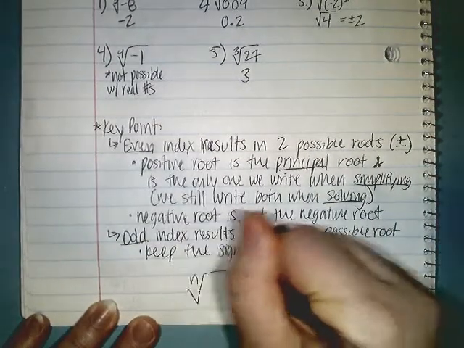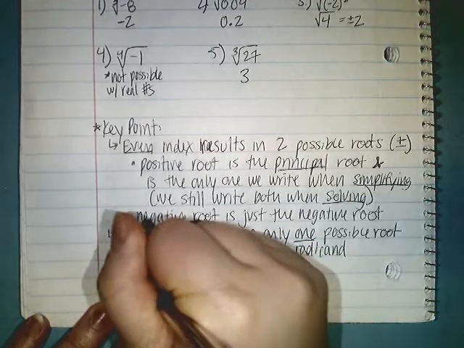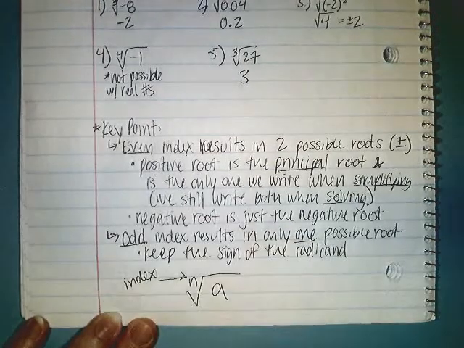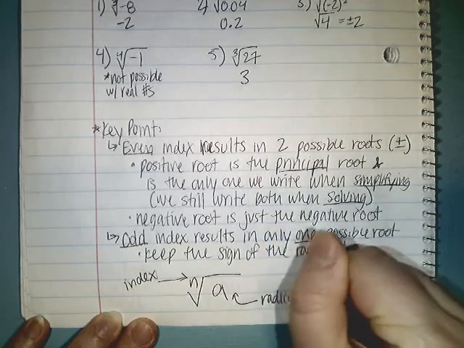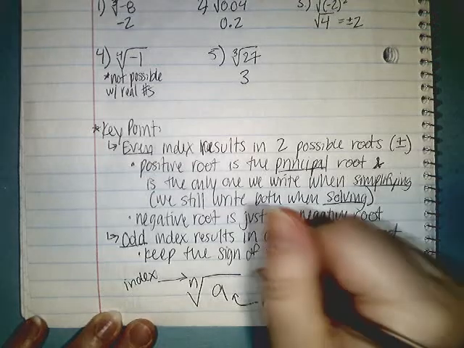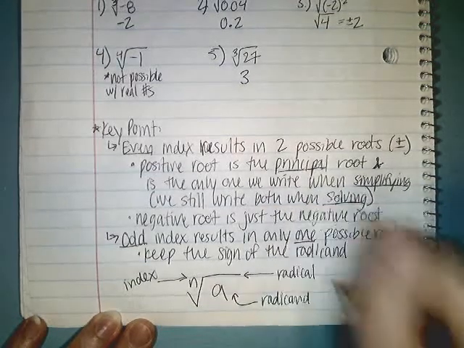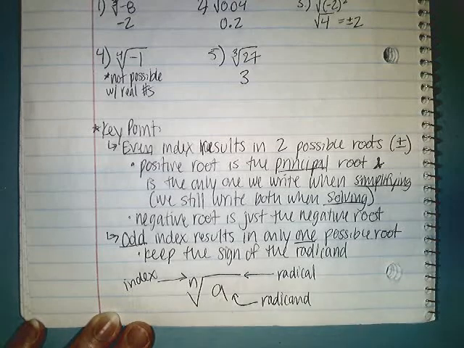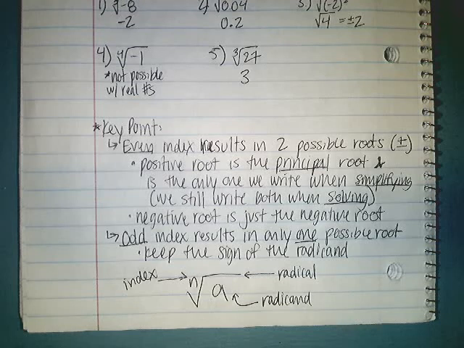If I had the nth root of a, this component is called the index. So the number here is called the index. The a is the radicand. And the symbol that shows that it's a root is called just the radical. So this is the radical, this is the index, this is the radicand. So that's some of the vocab we'll be referencing for the rest of this lesson.